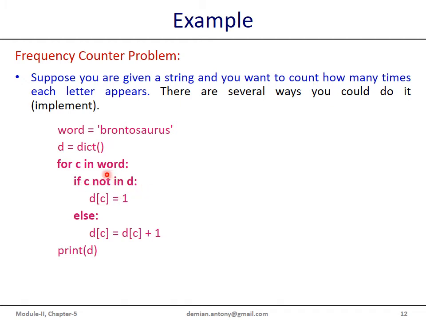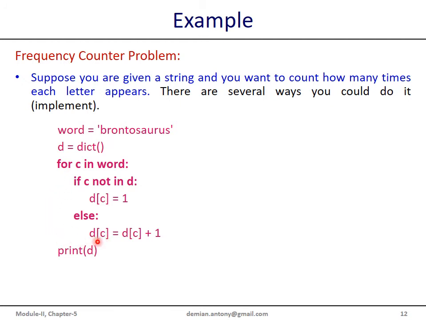And if it is already present, if C is not in D fails, that means it is in already, it appeared while encountering all these letters, it has an entry in the dictionary. Then we have to increment the counter. That becomes the second encounter, frequency becomes 2, and the third appearance 3, etc. And this else part will increment the value of a dictionary cell at a particular key, which is a letter.